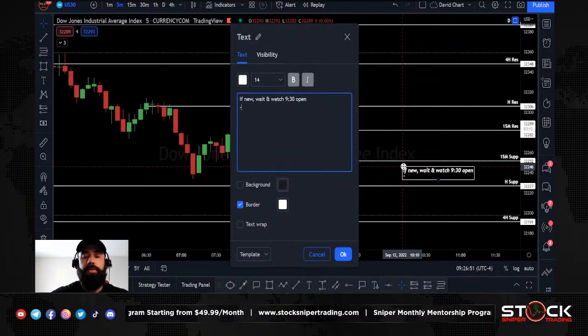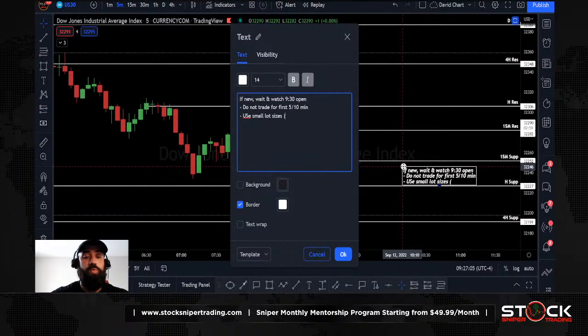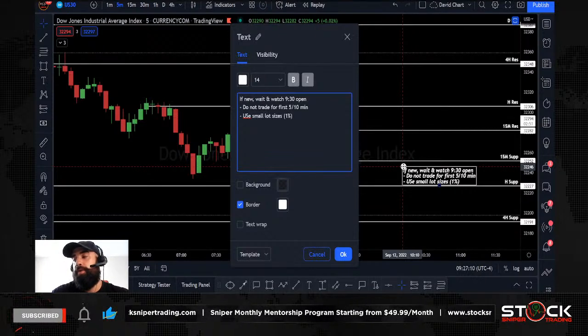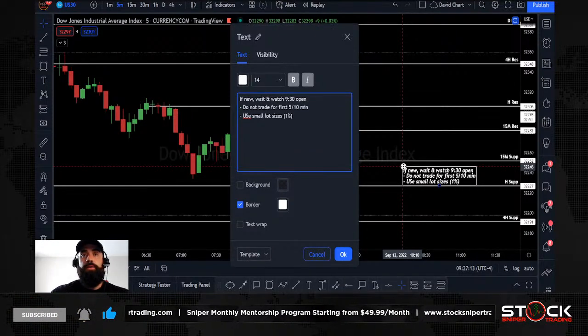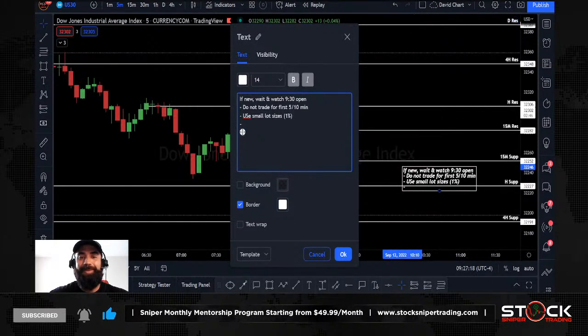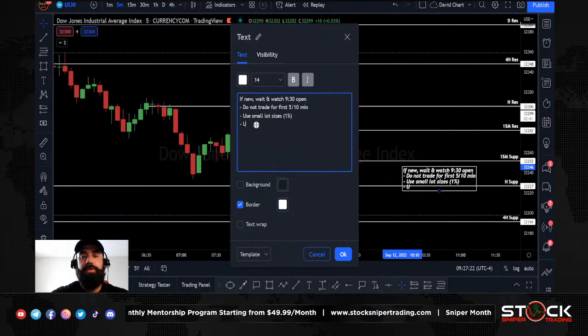open. Okay, do not trade if you're new, obviously, for the first 5-10 minutes. Use small lot sizes, okay, which is 1%. If you have a $5 account, it's very small. Okay, if you're willing to trade. If not, just chill out. Let's go. First time in history I'm getting profit on a double top. That's good job, man. And then use trailing stop and stop loss where applicable.